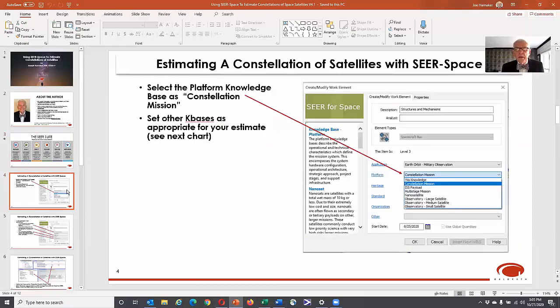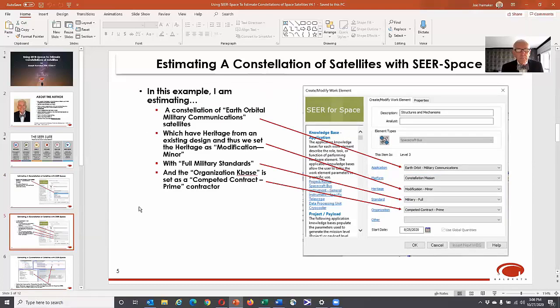The first step in estimating a constellation of satellites with SEER Space is to set the platform knowledge base for our constellation mission. You can see in the screenshot that there are a number of other possibilities, but today we're going to use constellation mission. What that does is it sets some of the knowledge base parameters for you in a way that's appropriate for estimating a constellation of satellites. We'll be setting other knowledge bases on a subsequent chart here.